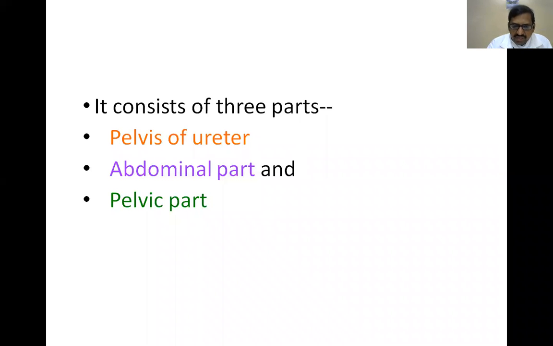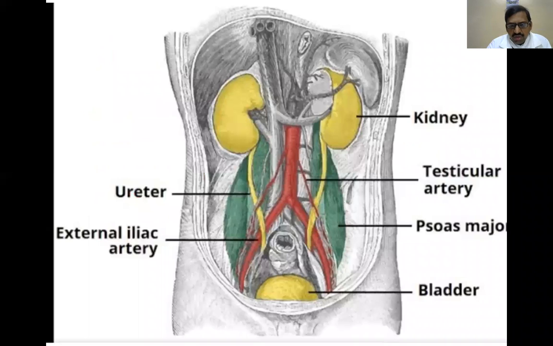The pelvis of the ureter is the initial starting point of the ureter. You see, from the hilum of the kidney up to the lower pole of the kidney, up to this level, this is the pelvis of the ureter. From here up to the level of the pelvic brim, this part is called the abdominal part. The remaining part is the pelvic part of the ureter. Like this, the ureter is divided into 3 parts: the pelvis of the ureter, the abdominal part, and the pelvic part. These are the 3 subdivisions of the ureter.